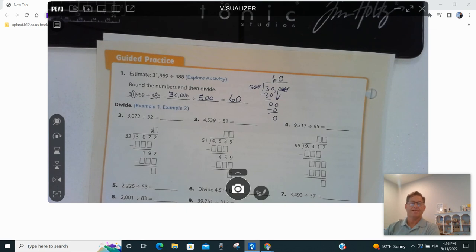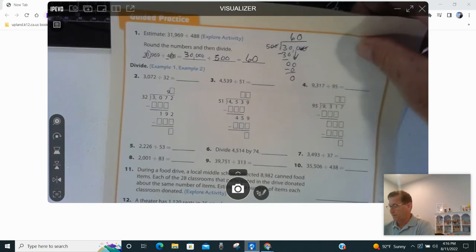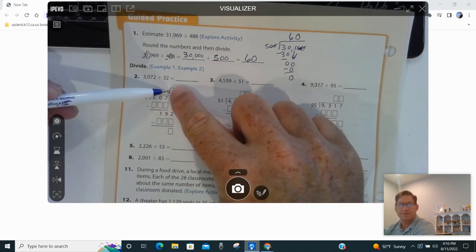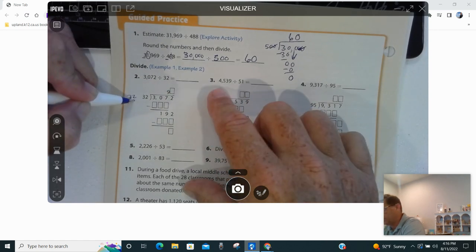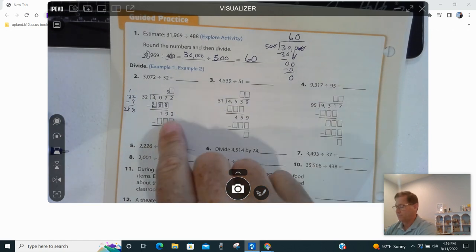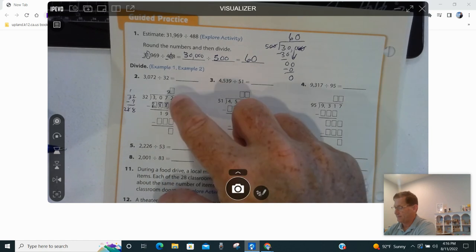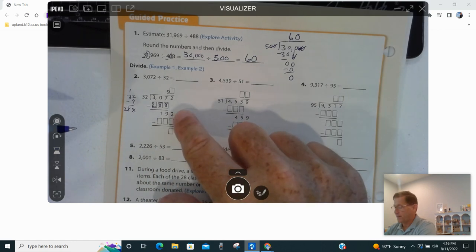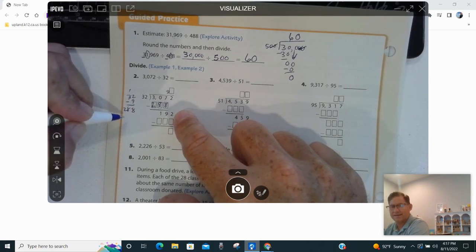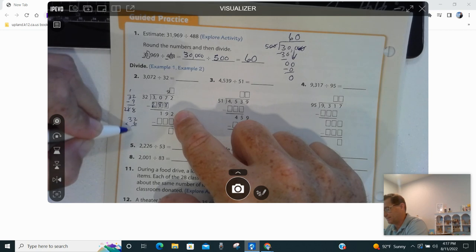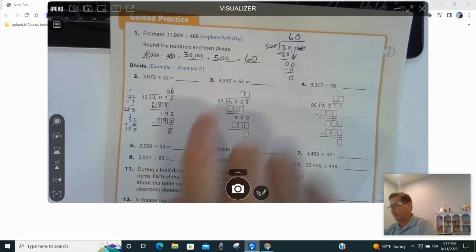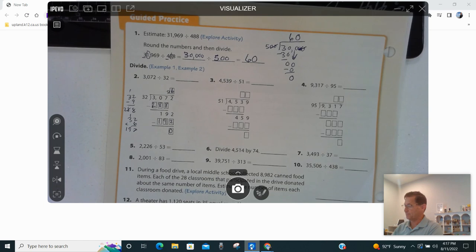All right, number 2, 3072 divided by 32. All right, so we have this process, the steps listed here. So they put 9 in the quotient. So 9 times 32, 288. When they subtracted that, they got a remainder of 19. They have to bring down the 2. So how many 32s can we get from 192? I know 30 times 6 is 180, so let's try 6. Yes, 192. And we're left with 0. So the answer is 96.